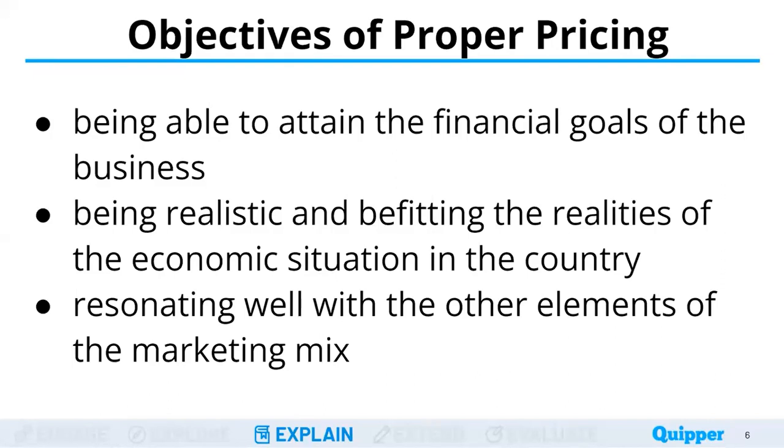And resonating well with the other elements of the marketing mix. For example, yung product, dapat nag-complement din siya sa price. So, kung may quality, we expect na high din yung price niya. If low quality yung product natin, then we expect na babawi tayo sa presyo, bababaan natin yung presyo. Okay?